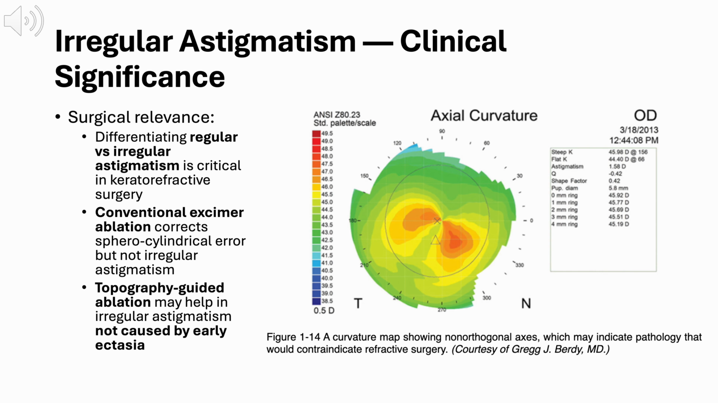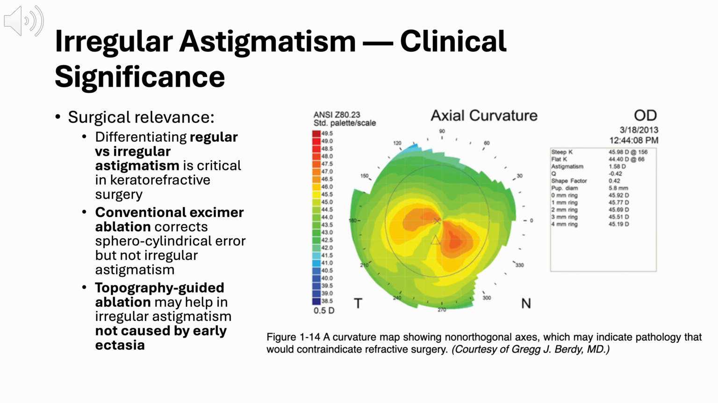This slide focuses on why irregular astigmatism matters clinically, especially when you're evaluating patients for keratorefractive surgery. From a surgical standpoint, the most important step is differentiating regular from irregular astigmatism. Regular astigmatism can be treated predictably, while irregular astigmatism raises concern for underlying corneal pathology and can significantly change surgical planning. Conventional excimer laser ablation is designed to correct sphere and cylinder. It does not reliably correct irregular astigmatism.